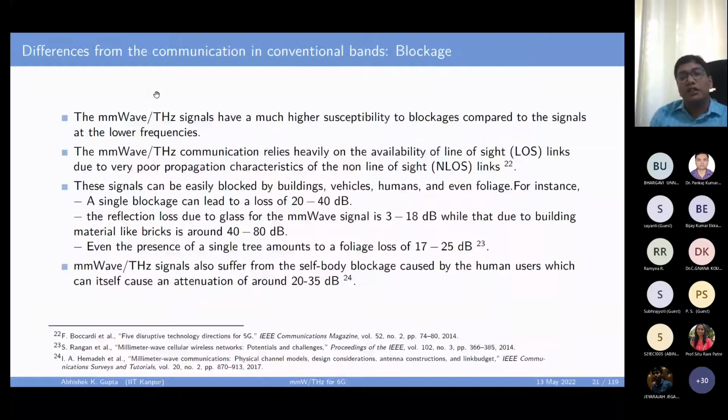Even a single tree can reduce the path signal strength by 20 dB. Apart from that, they also suffer from self-body blockage. If you're holding a mobile and facing away from the base station, even your body or the mobile phone's body can reduce the signal strength. So even the placement of the antenna plays an important role, so that you do not see a blockage from the self body.